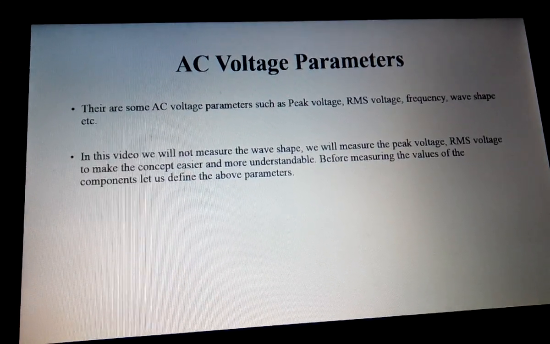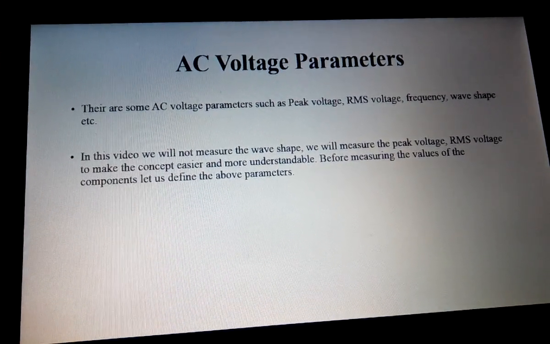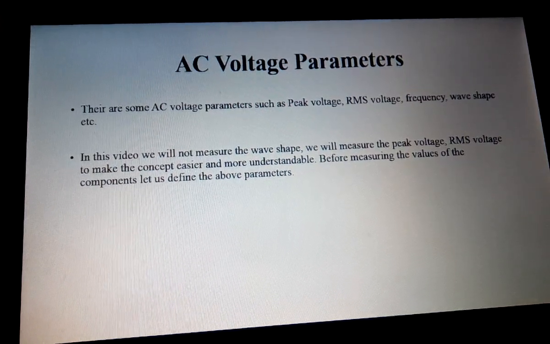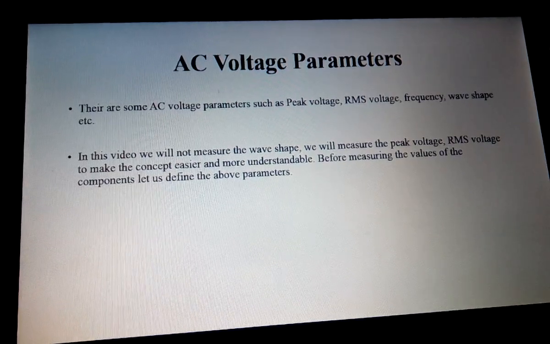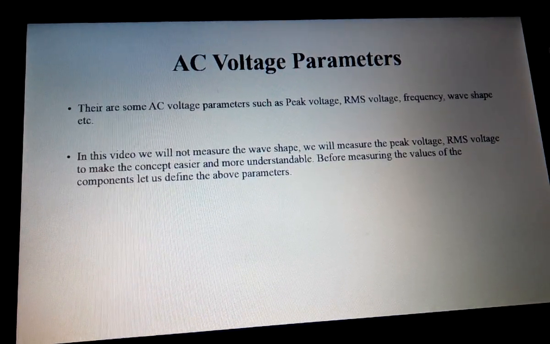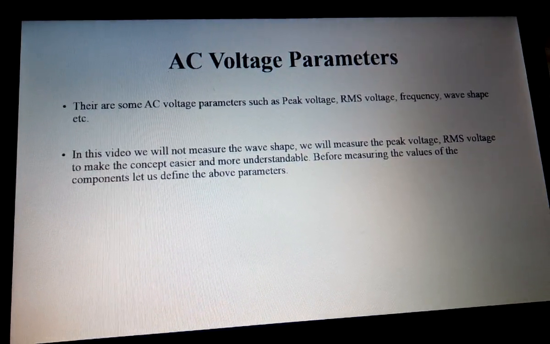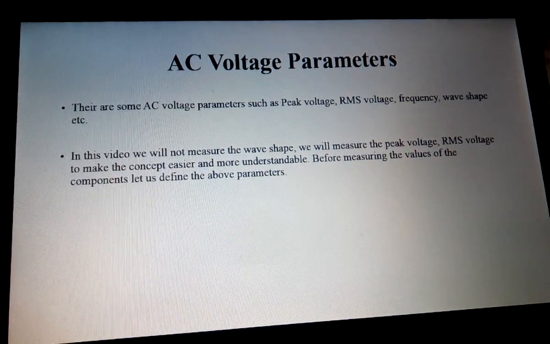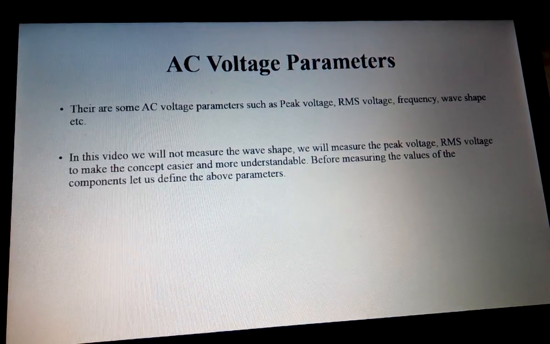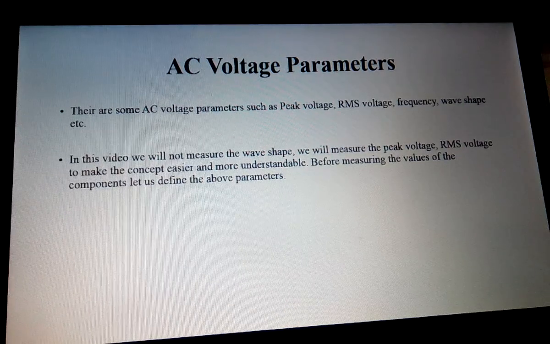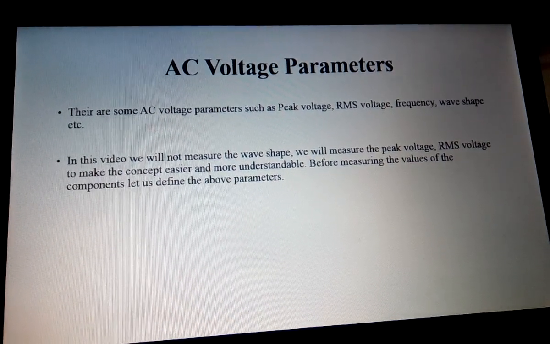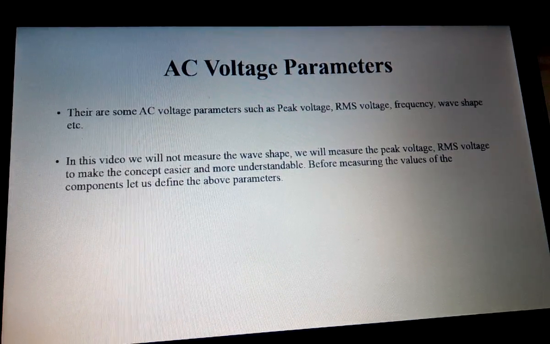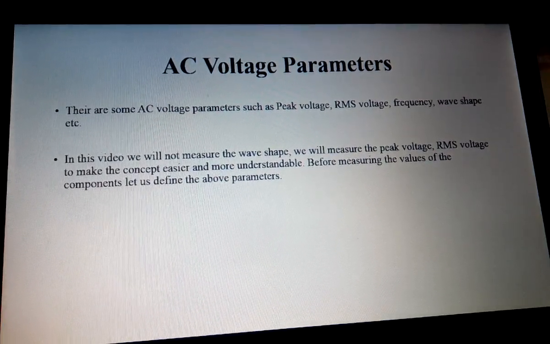Now, there are certain AC voltage parameters which need to be considered under this process. These parameters are peak voltage, RMS voltage, frequency, wave shape, etc. In this video, we will not measure the wave shape, but we will measure the peak voltage and RMS voltage to make the concept more understandable. So, before measuring the values of the components, let us define the above parameters.